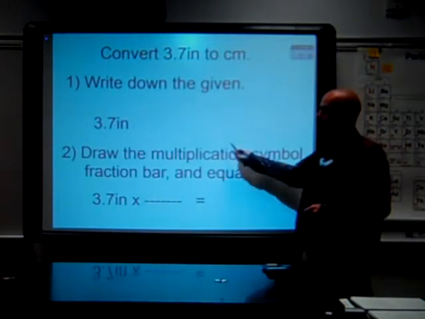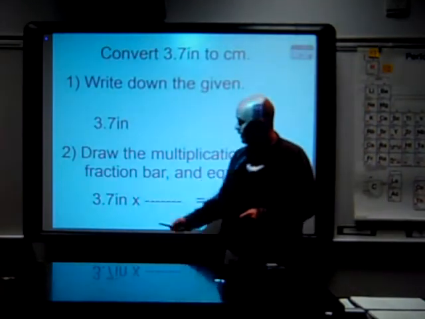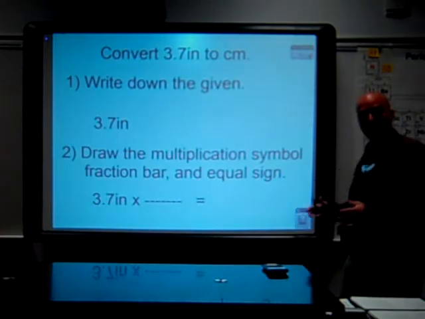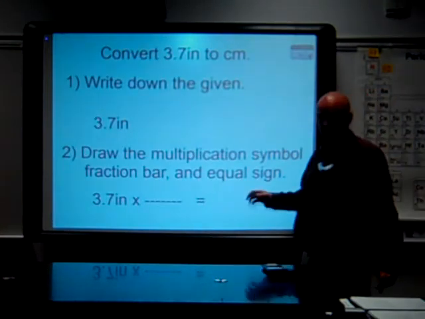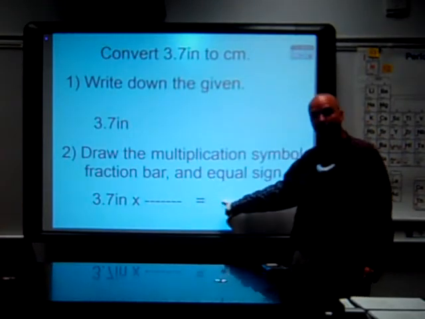Once we've written down our given, we draw in the multiplication sign, the fraction bar, and the equal sign. That's our road map. It tells me I've got some things to fill in. I need to fill in this fraction before I can fill in my answer.